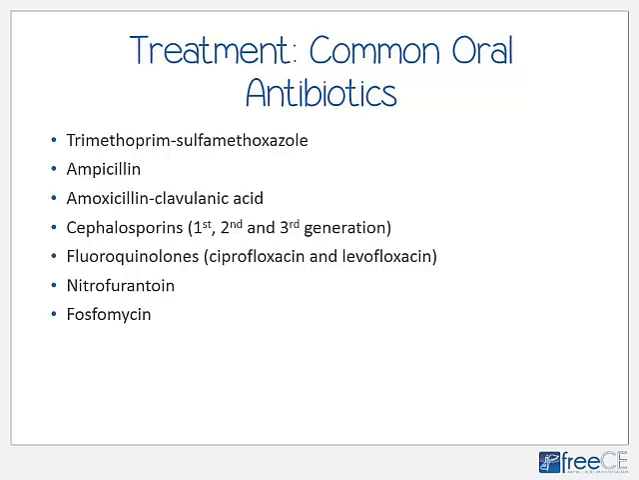So common oral antibiotics used to treat urinary tract infections include Bactrim or trimethoprim sulfamethoxazole, still a really, really nice agent. Ampicillin can be used, I would say this is more of a tailored therapy as opposed to initial therapy. Amoxicillin, clavulanic acid or Augmentin is a really nice option. Cephalosporins, first, second, and third generation are all really nice options. Although I would say you probably want to start out empirically with the third generation. And then certainly if you have susceptibility with a first or a second, you could then tailor your therapy to a first or a second generation.